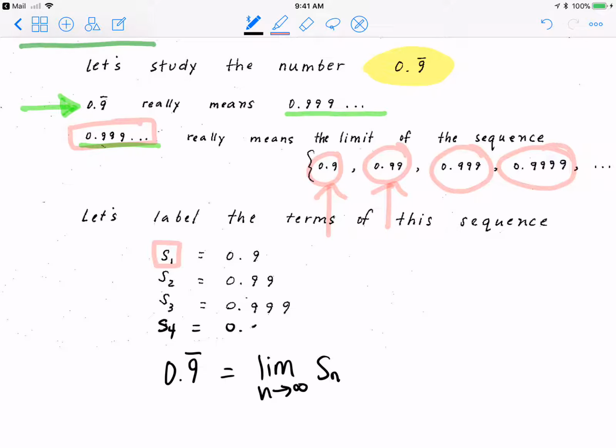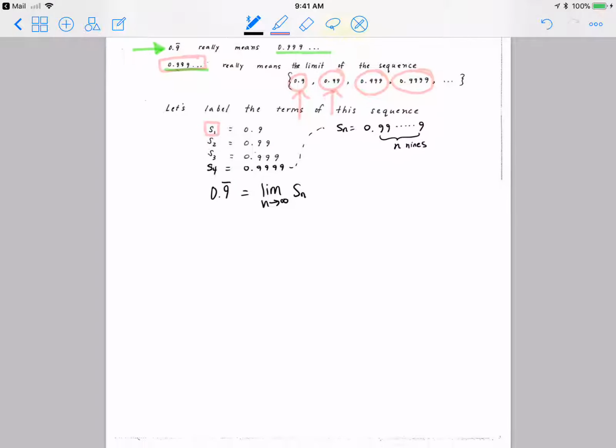And now what is Sn? Because S4 is 0.9999, right? And so Sn would be 0. and you want to have nines. How many nines do you want to have? You want to have n nines, right? And so as you let n go to infinity, that's what we mean by 0.9 repeating.